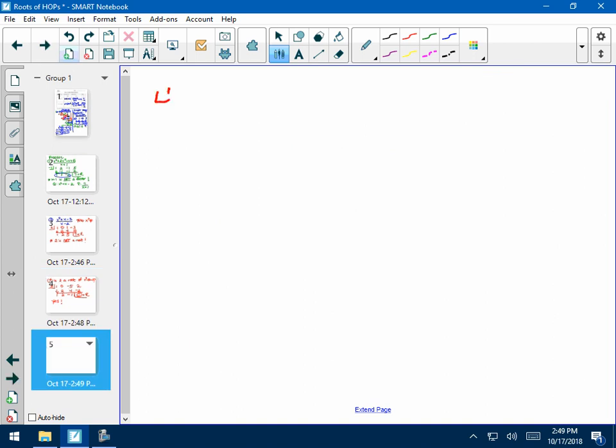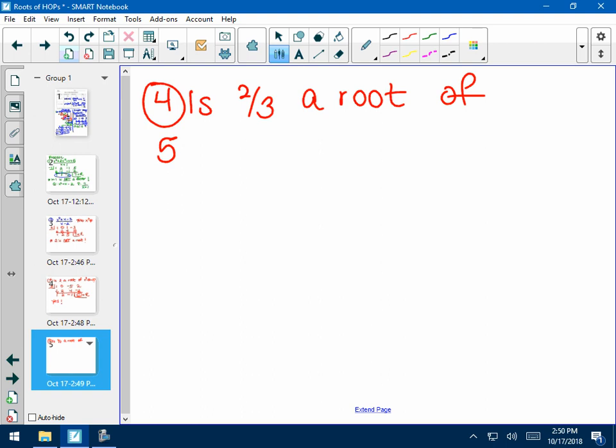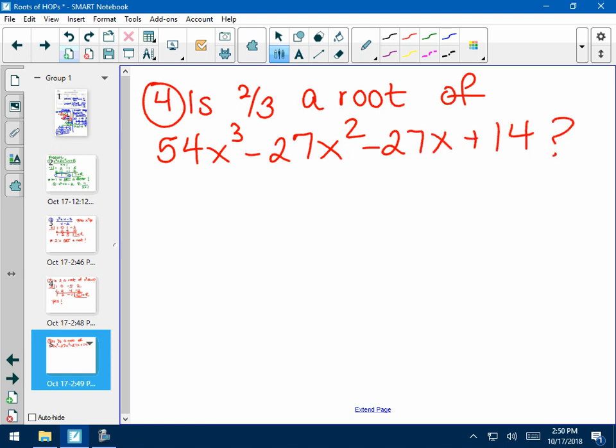Last question we'll do is, is 2/3 a root of 54x cubed, I know you're nervous already, minus 27x squared, minus 27x plus 14. Oh boy. Okay, this looks scary, but it's not. So I'm going to test 2/3 with the following coefficients, and we'll see how good we are at testing a fraction.